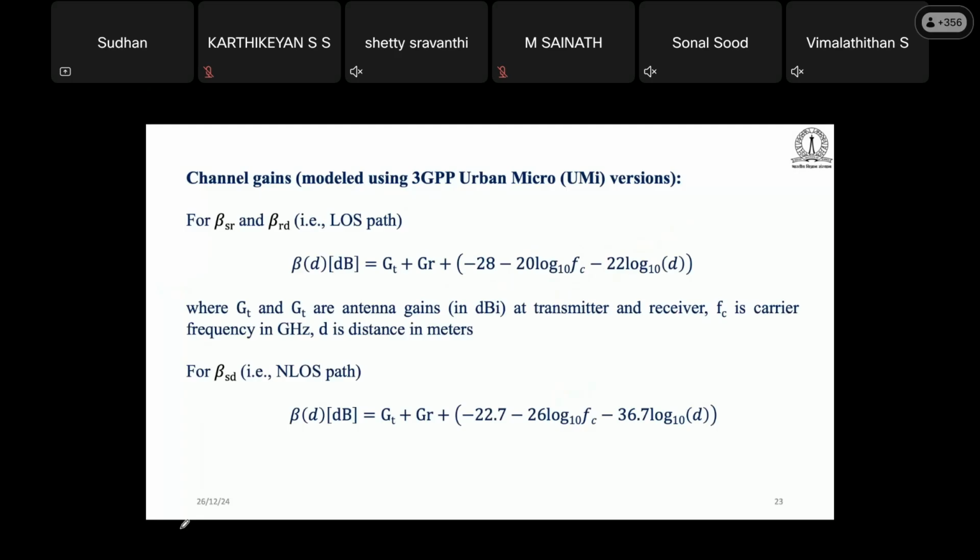So now, this is some channel model, the 3GPP urban micro version. You know that in every communication model there is some kind of channel model we provide. So this is a channel model based on this 3GPP urban micro version.